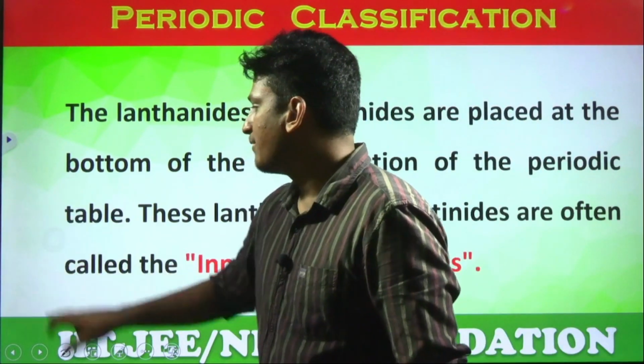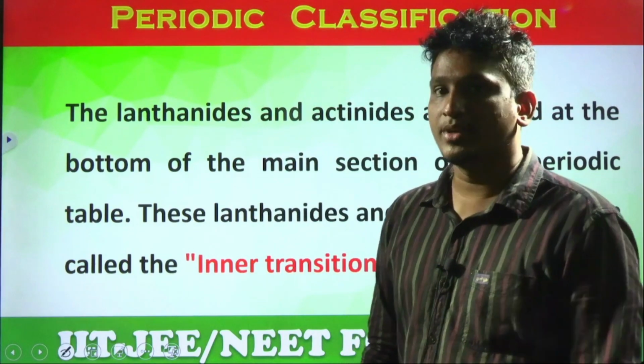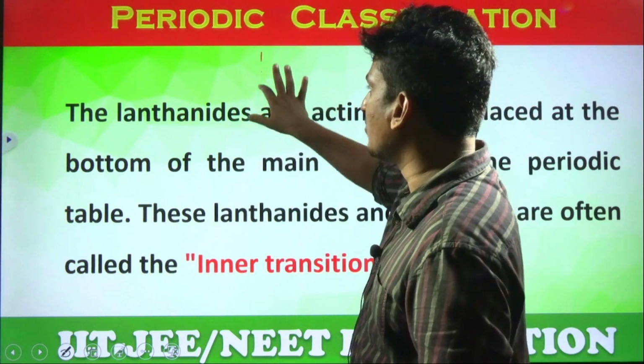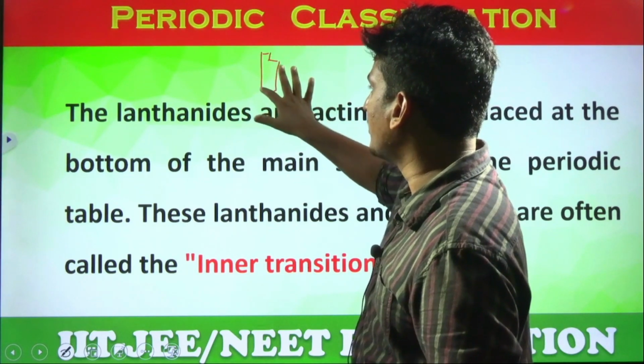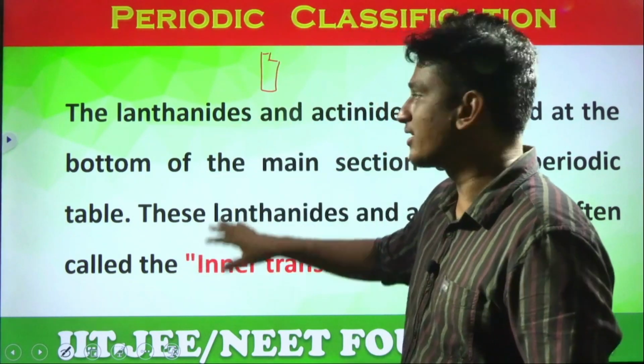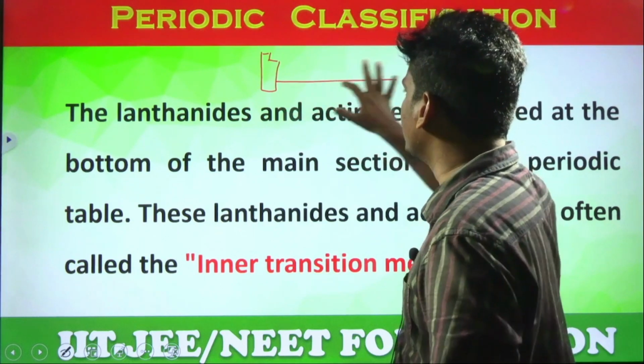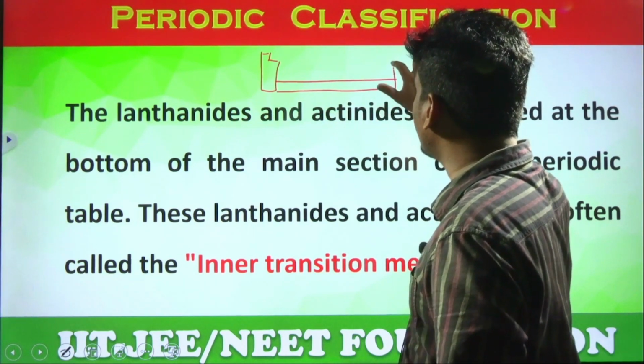Why are they placed at the bottom of the periodic table? We didn't discuss, no, students. The reason is, if this is the periodic table and you want to include them in the modern periodic table, you know what is their position? They are here. They are just inner to the d block.